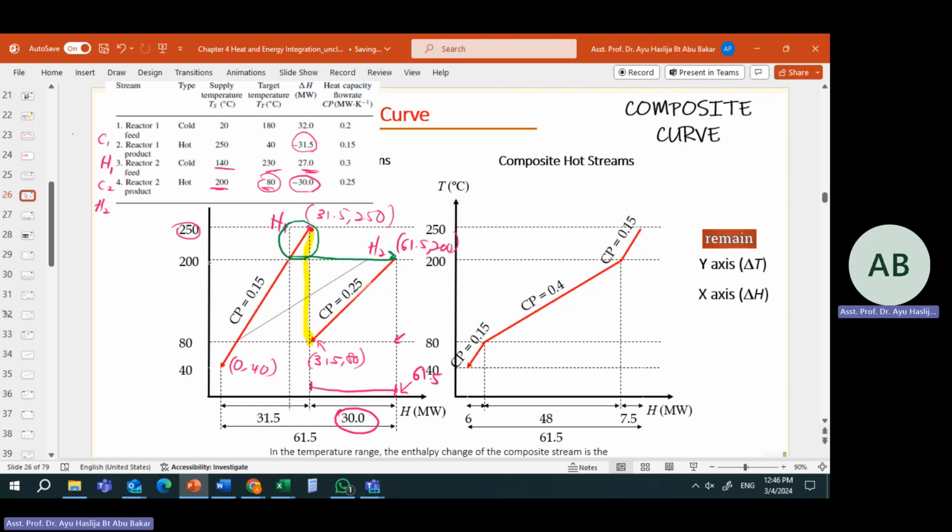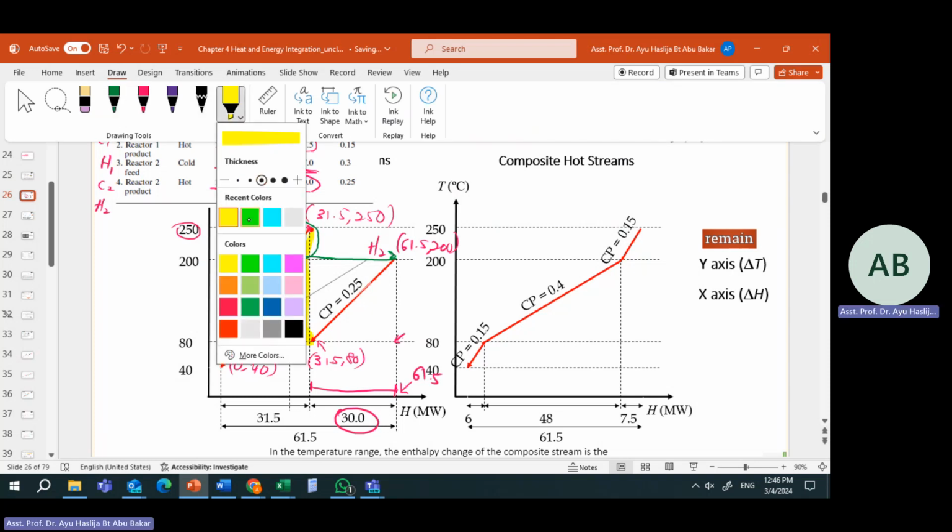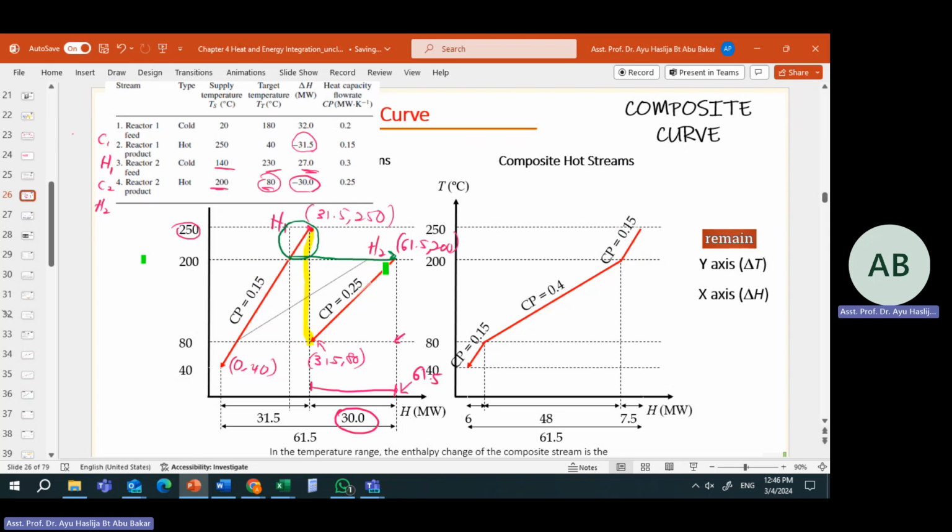From the y-axis, you can see the overlap area. Check the overlap area on the y-axis. This is the overlap area on the y-axis.